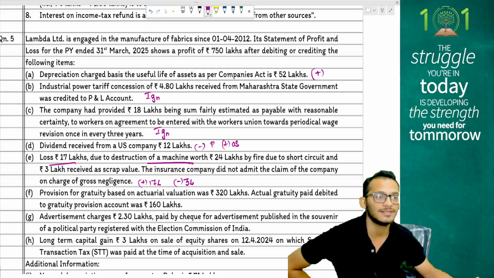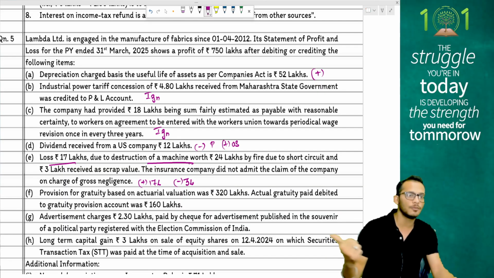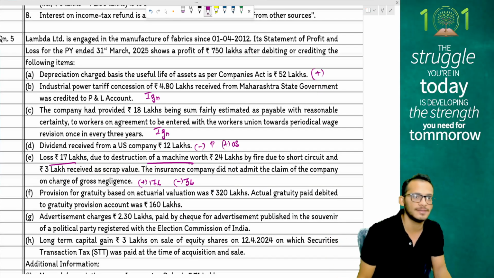What I've seen is the whole asset will be destroyed off, and therefore the whole asset will be removed from the block, and therefore whatever extra you get, you put it in the P&L. That is how the account entries.